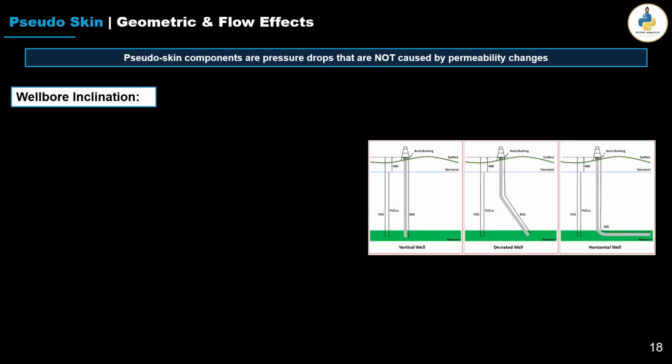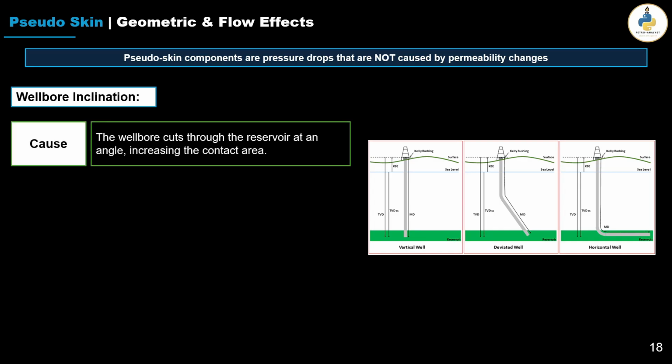Another case, which is the wellbore inclination. The ideal behavior we talked about is the well is vertical and fully penetrating the reservoir. In certain cases, we will have a deviated well or a horizontal well. So the cause of this mechanism is we have an inclination angle of the well. So we have a deviated or simply horizontal well.